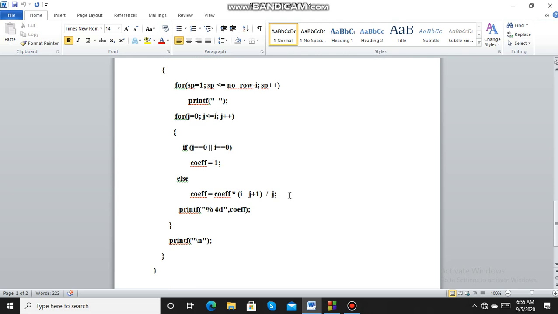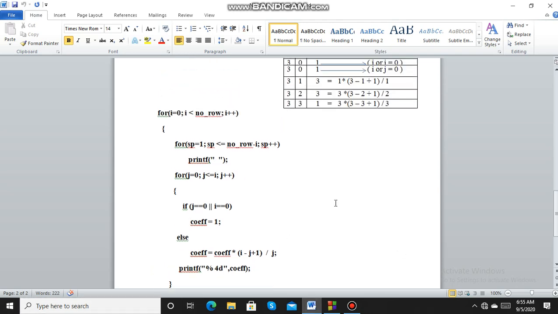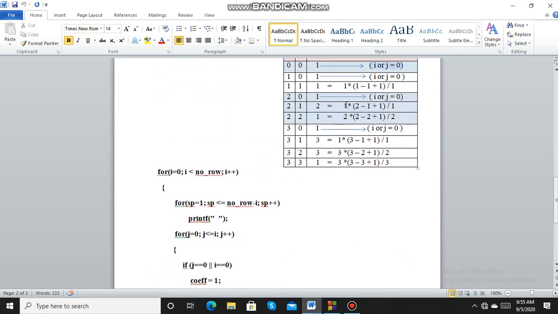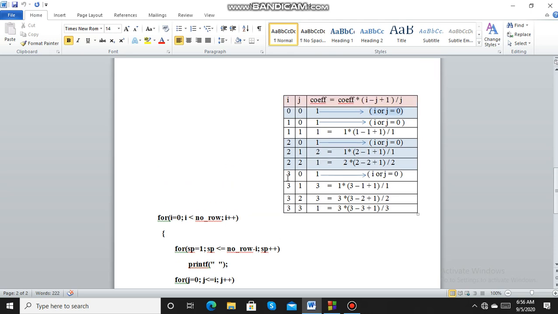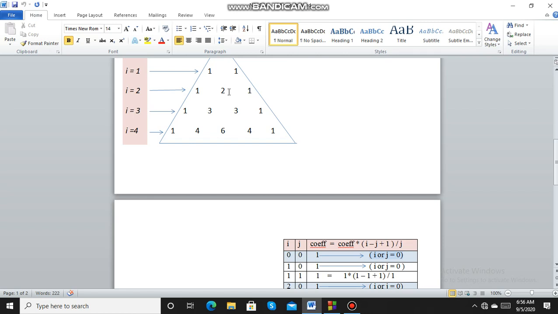When the value of j becomes 1, i is 2 and j is 1. So 2 minus 1 plus 1, that is i minus j plus 1, upon 1. This gives me 2 minus 1 is 1, plus 1 is 2, by 1 is 2. That is, I am getting the coefficient 2. That is this 2.